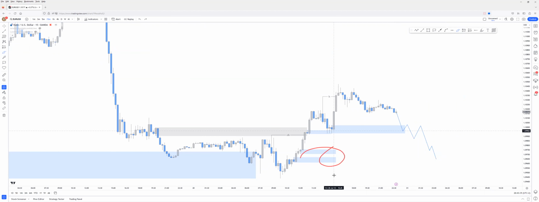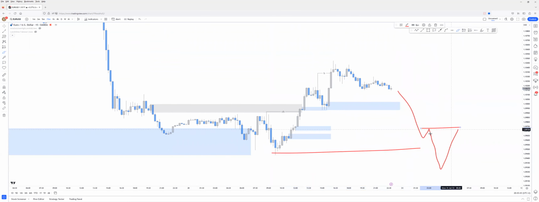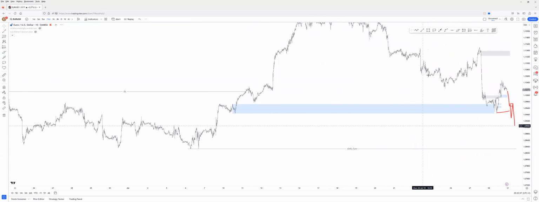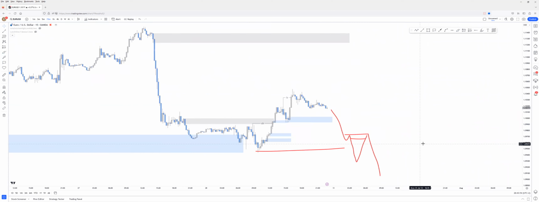So what happens if these demands won't be able to hold price? Basically, after the break of these demand regions and after the break of this low point, we will have a pretty nice bearish scenario, as I explained, all the way down to the daily extreme level, which is somewhere around here on the 4-hour time frame. So these are the plans we are waiting for on GBPUSD.